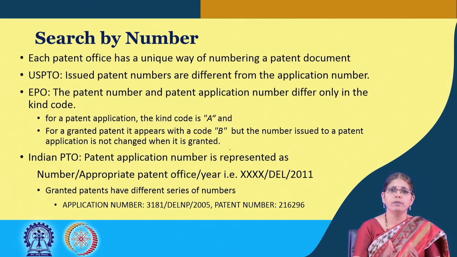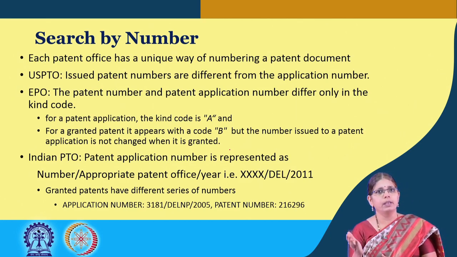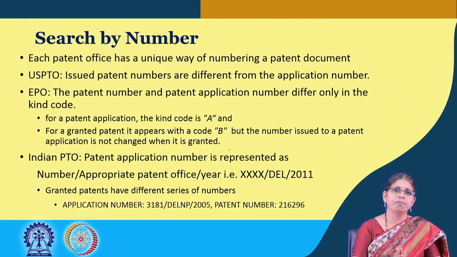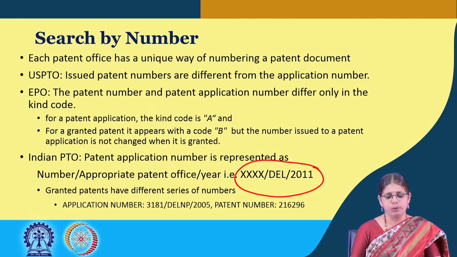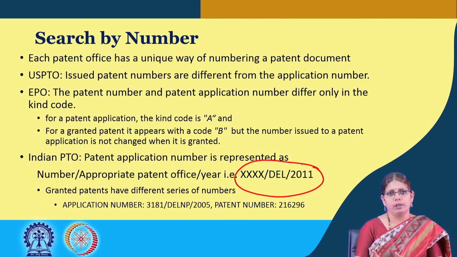So, it would be KOL, Kolkata, or it could be Delhi in case of another state, which would be the appropriate jurisdiction, and then it would be followed by the year. What is shown here is a representation of that, as you see. And of course, the granted patent numbers are different in case of India. This is to illustrate that each patent office has a very unique way of numbering patent documents, and patent offices have also changed the way in which patent numbers are represented.